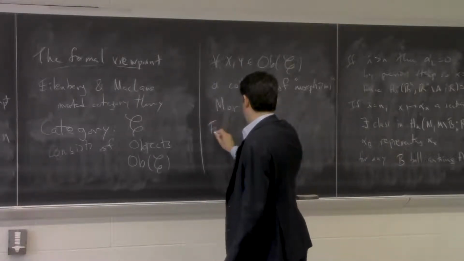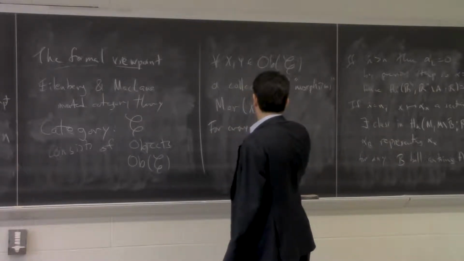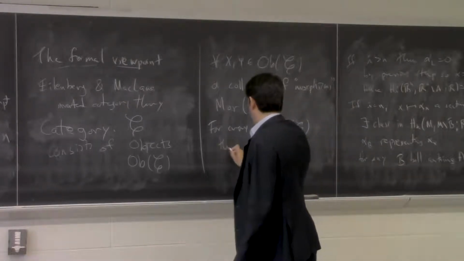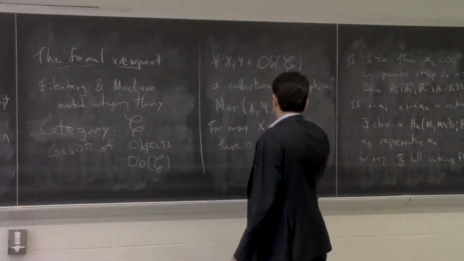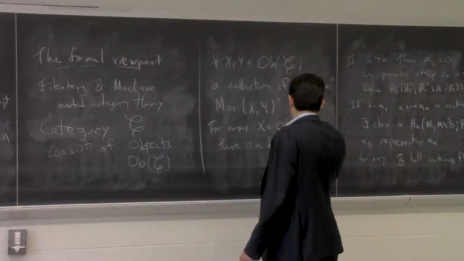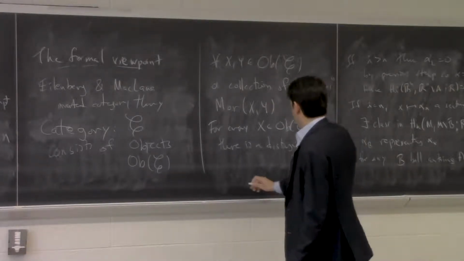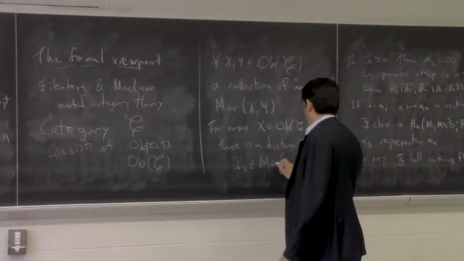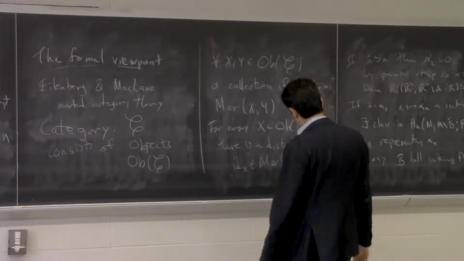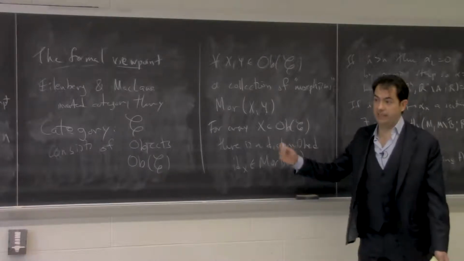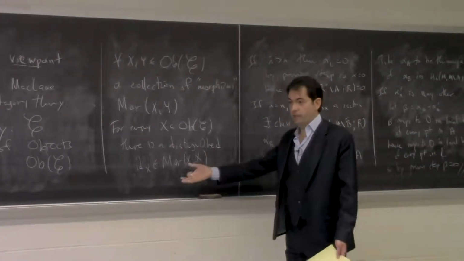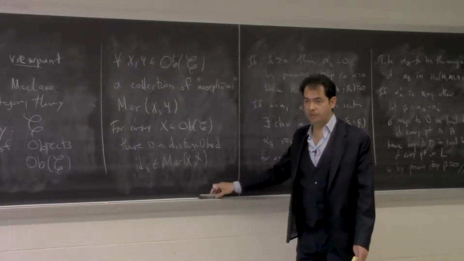This has the property that for every object x, there is a distinguished morphism in Hom(x, x), which we call the identity, right? But of course, it doesn't have to be the identity. It's just some distinguished element.